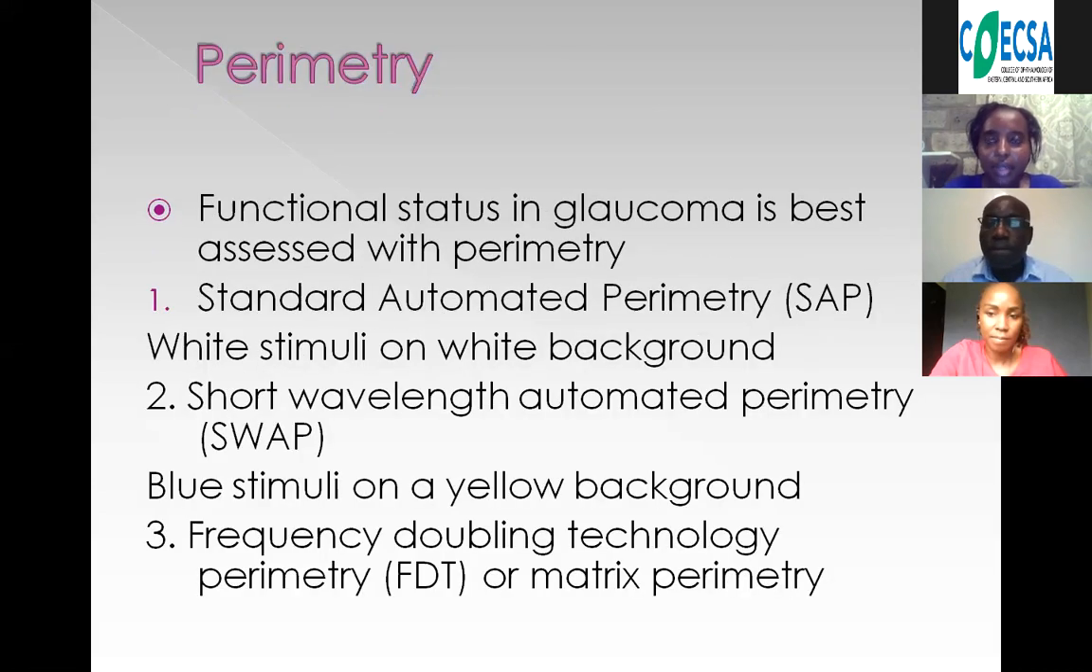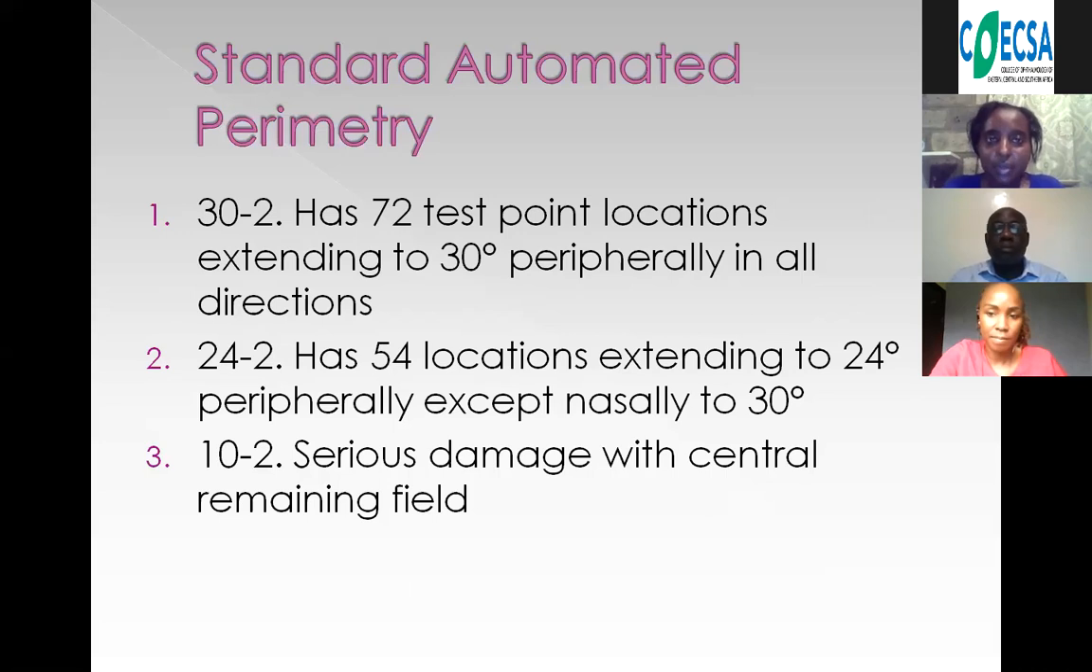As we know, in glaucoma, the functional status is best assessed with perimetry, of which the three commonly done perimetry tests are the standard automated perimetry, which uses a white stimuli on a white background, short wavelength automated perimetry, the blue, which uses a blue stimuli on a yellow background, and the frequency doubling technology perimetry. For the purposes of this talk, we will talk about the standard automated perimetry.